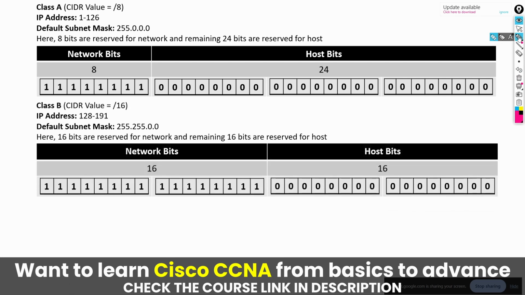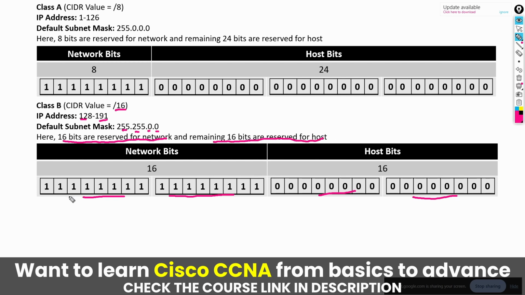let's look at the class B IP address. Here the default CIDR value is 16. It means 16 bits are reserved for the network and the remaining 16 bits are reserved for the host. The class B IP address starts from 128 to 191. Its default subnet mask is 255.255.0.0. Why is the default subnet mask 255.255.0.0? I will let you know just after a few minutes.